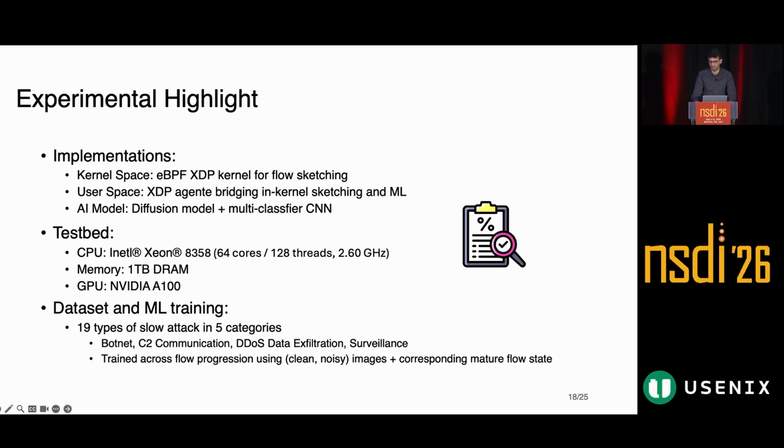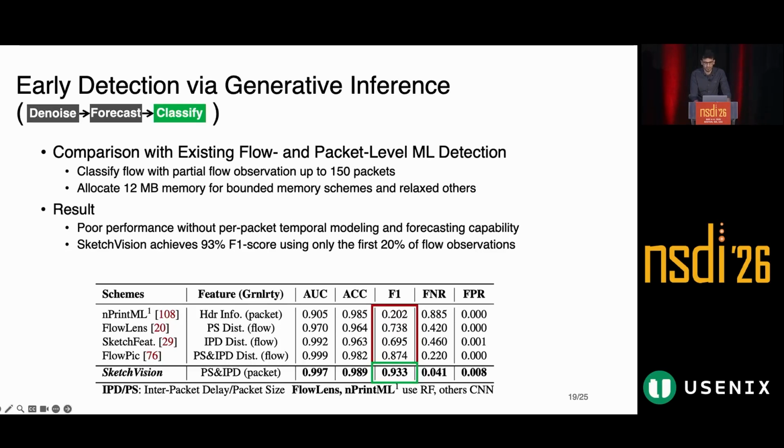Our testbed is an edge server with 64 CPU cores, 1 terabyte DRAM, and NVIDIA A800, which we use for our training and inference. For training the diffusion model, we use 19 types of slow and low attack plus benign traffic. So we have a total of 20 types of flows. We train both the denoiser and forecaster across the full progression of each flow type. In the experiments I'm going to talk about, we use pairs of clean and noisy images and the corresponding mature flow states.